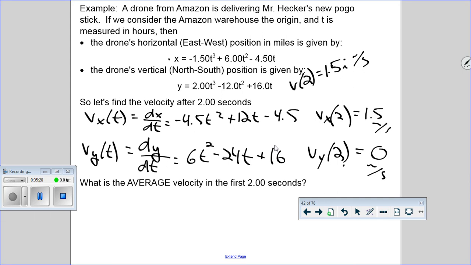Shoot, I could have sworn. All right, maybe I made 2 mistakes. Okay, so are we good? So here's my velocity after 2 seconds written in unit vector notation. All right, so let's check and make sure that this makes sense.